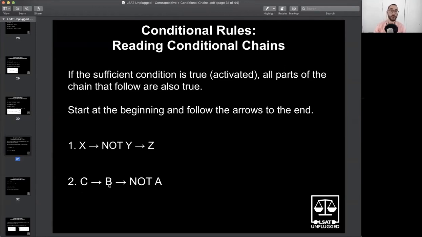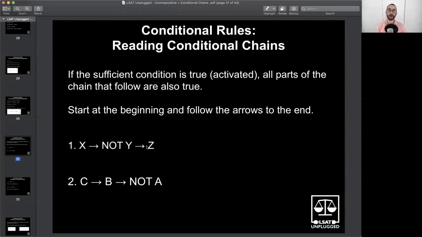Think of the arrows like a one-way street. You only go in a certain direction. B is in, A is out, but B in, C could be in or out. We don't know. Same on the top chain. If Y is out, Z is in, but Y being out doesn't tell you where X is. X could be in, could be out. We don't know.